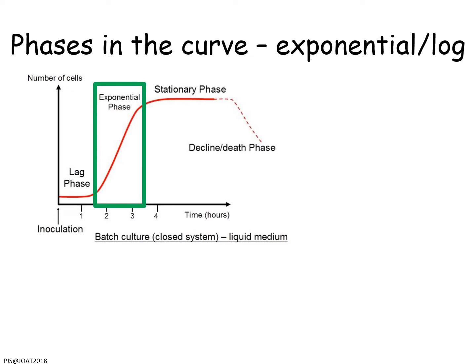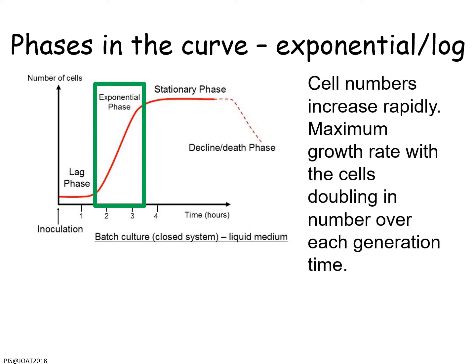The exponential or log phase, that's when they're going. They're going at full pelt. So you've got a rapid increase. We've got maximum growth rate. So if this is a bacteria that doubles at its maximum rate at 20 minutes, then it's doubling every 20 minutes, every single time. Nothing is limited, no competition, just zipping up through the numbers.